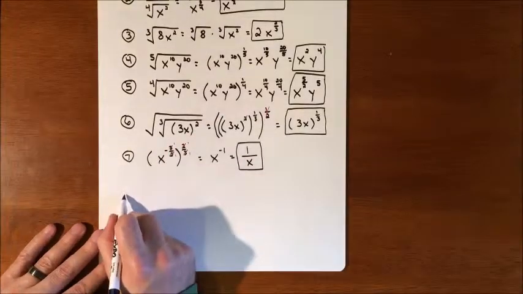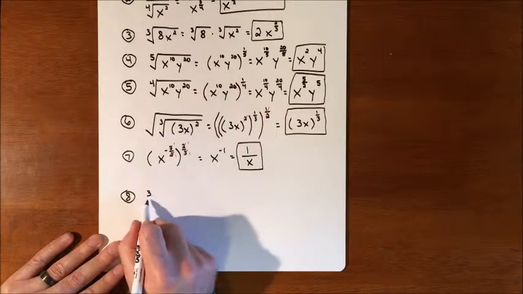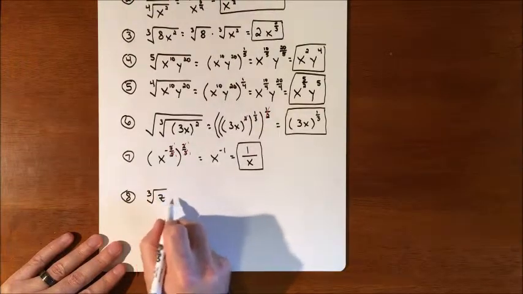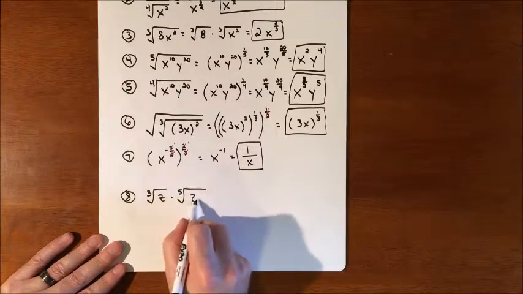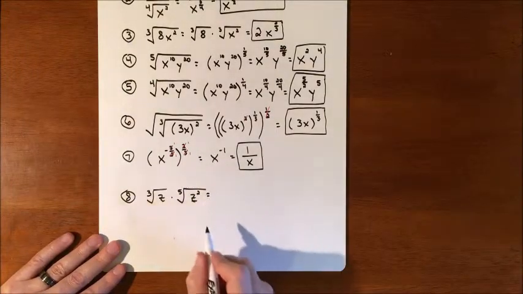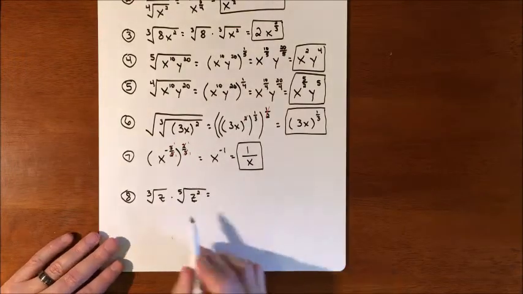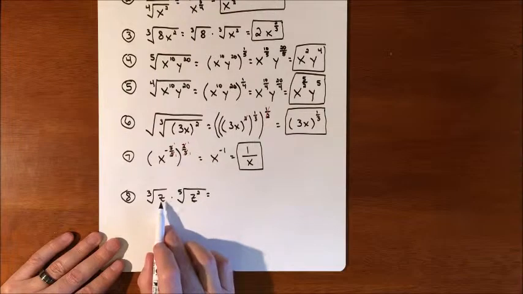All right, number 8. So if you have cube root of z times the 5th root of z squared, how do we deal with that? Well, good news is the bases match. Because the bases match, we're going to be able to do something.